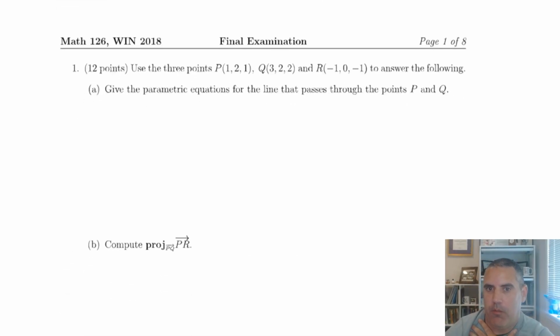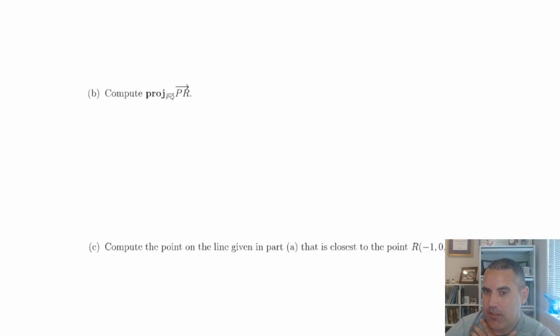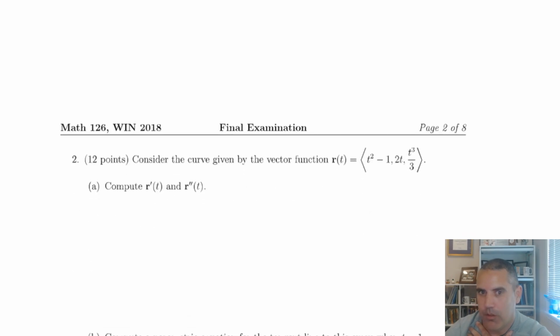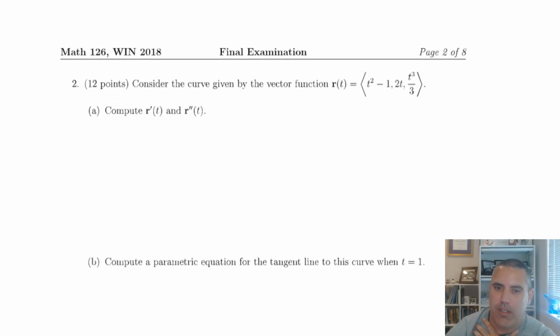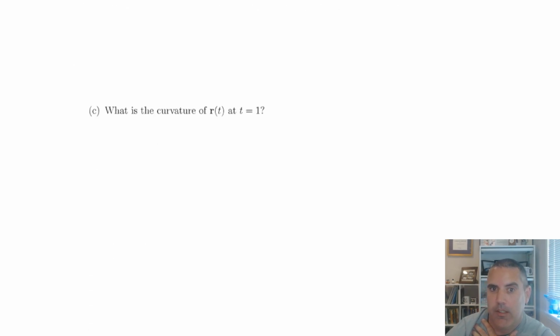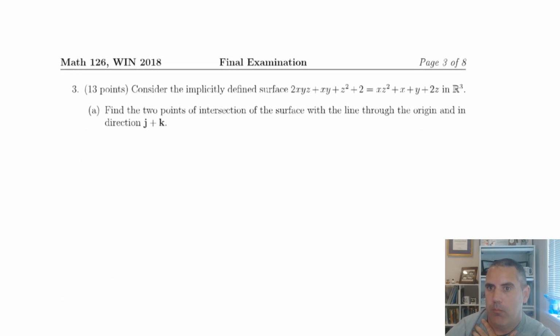All right, we have find the equation of a line. Hopefully you have a plan. There's a projection. Hopefully that formula is on our note sheet. We have finding tangent line. That should be a quick question. Finding the curvature. That's a straight computation. Partial derivatives, how do we do that?